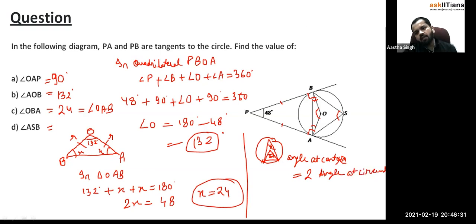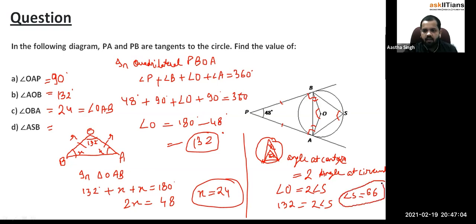Just focus on your AB. AB is an arc which makes angle O at the center. So your angle O will be equal to twice of what? Angle S. I think the point is clear. So angle O we have already found, 132. So 132 is equal to twice angle S. So your angle S, which is basically ASB, will be 66.